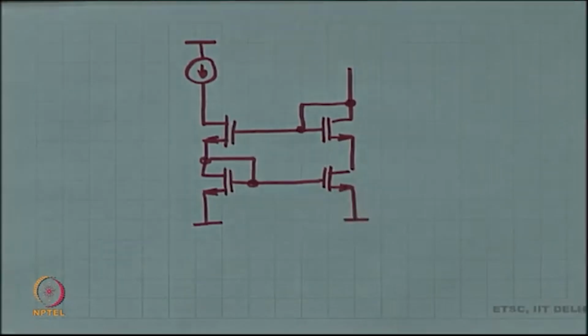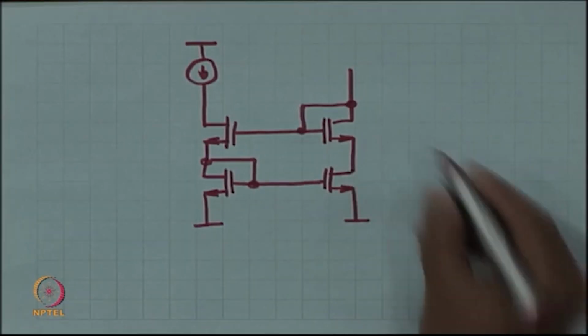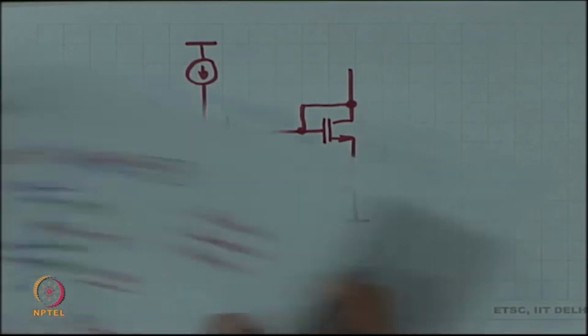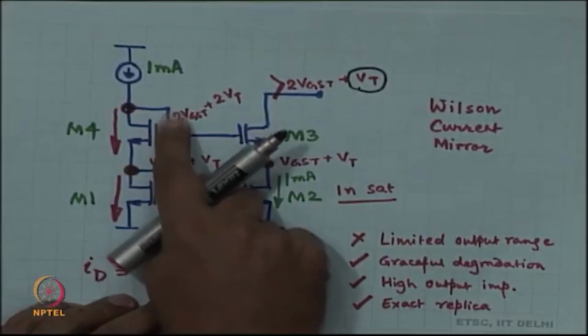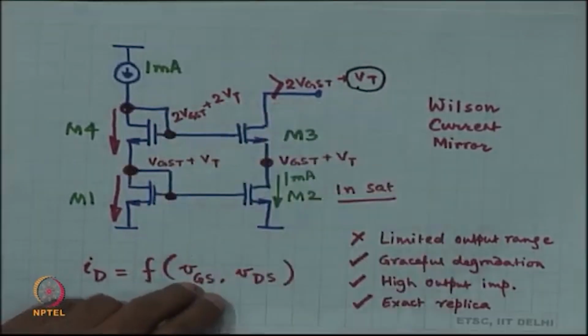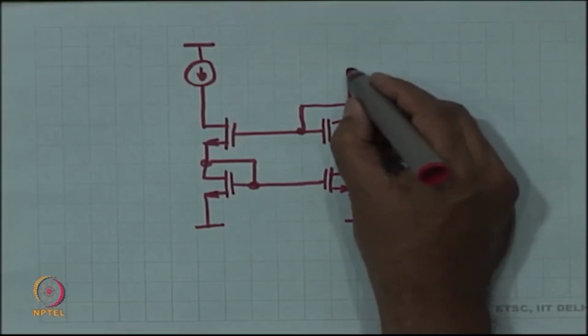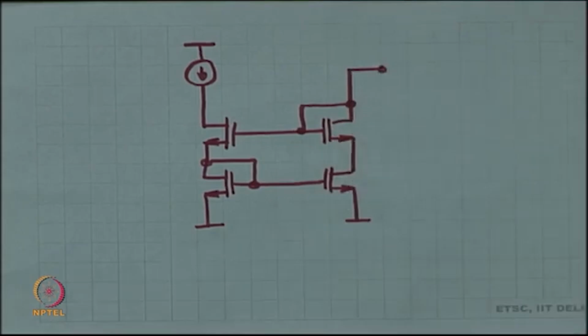Okay. So, this is called the modified Wilson current mirror. This is just an extension to the original Wilson current mirror, right. The only difference being that this connection is now on the other side. Okay. And this also behaves very similar, the performance is very similar to the original Wilson current mirror.